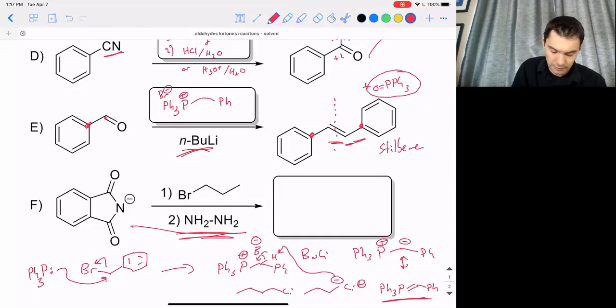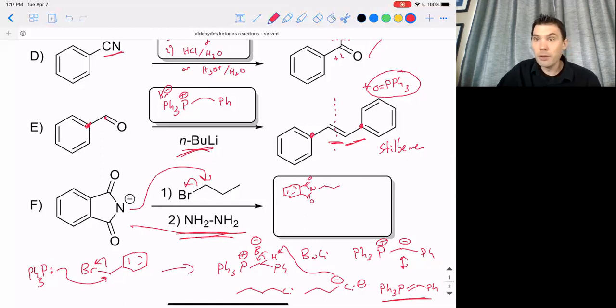All right, this next sequence here is a two-stepper, and it's going to be the Gabriel synthesis. Here we have this phthalimide anion. It's a great anion for an SN2 reaction. Initially what that'll form is the alkylated phthalimide, and then hydrazine removes this, and we'll end up with the amine, propylamine.